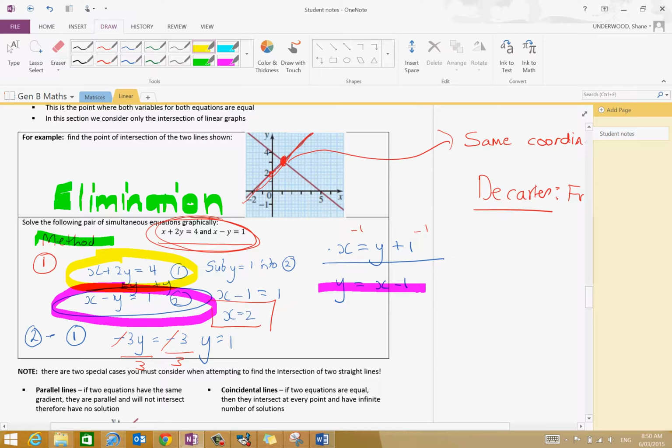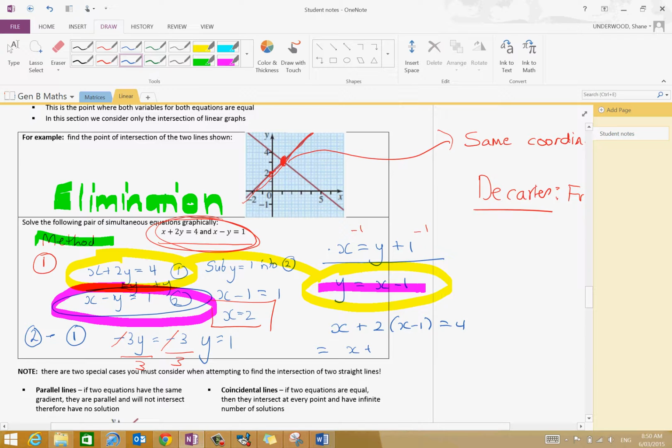Yeah. All right. So wherever there's a y, I'm going to replace y with what? x minus 1. So let's do that. Let's sub that into there. x plus 2 times (x minus 1) is equal to 4. So this time, rather than finding y first, we're going to find x. I'm going to expand that out.